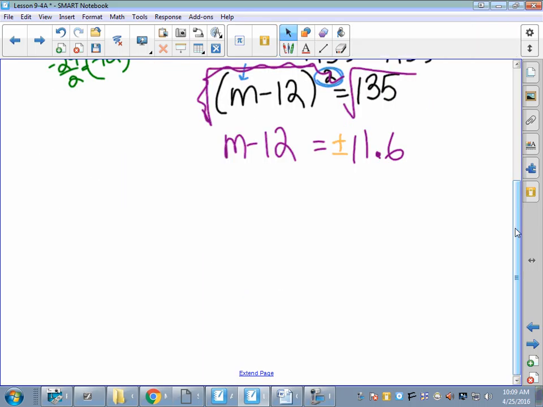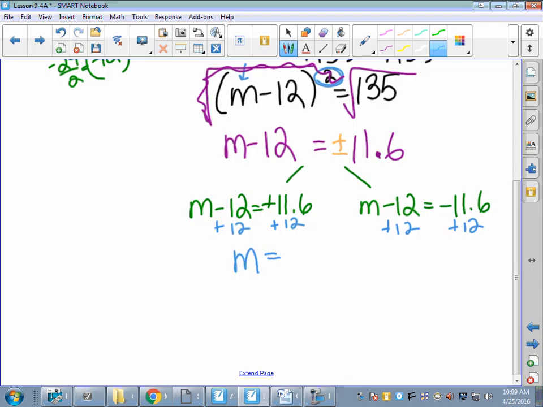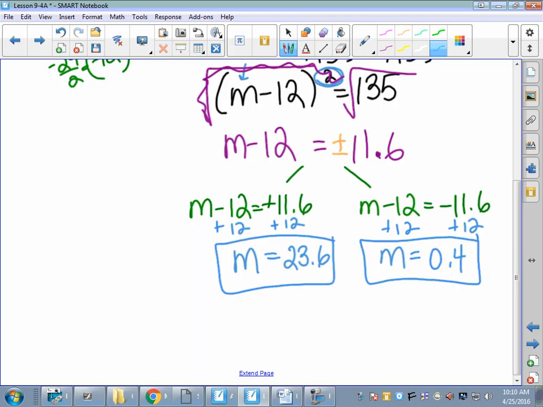So now I've got 2 math problems to solve. M minus 12 equals positive 11.6. M minus 12 equals a negative 11.6. 2 one-step equations to solve. So I'm going to have 2 answers. They're both going to be decimals. They're technically irrational, right? I rounded these guys off. 11.6 plus 12 is 23.6. A negative 11.6 plus 12 is 0.4. Double check my math on that one. I'm allowed to have decimal answers. That's really no big deal, as long as I complete the square right.